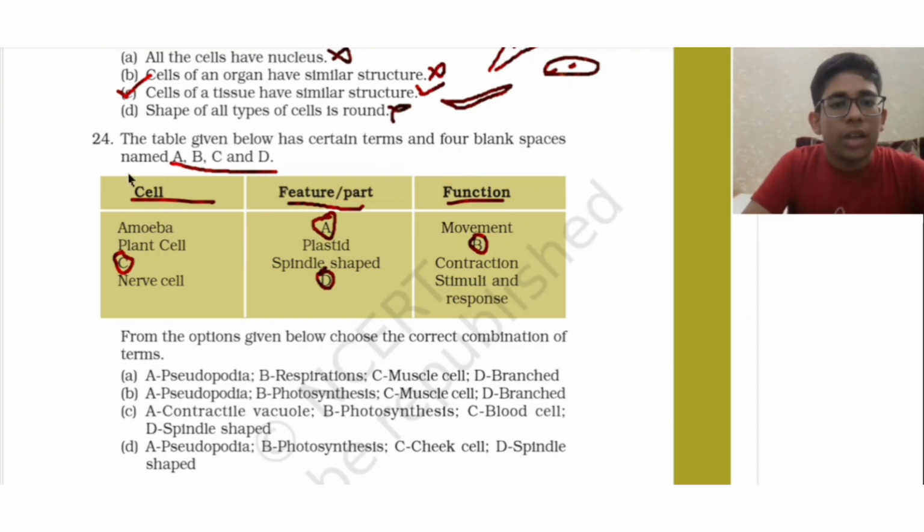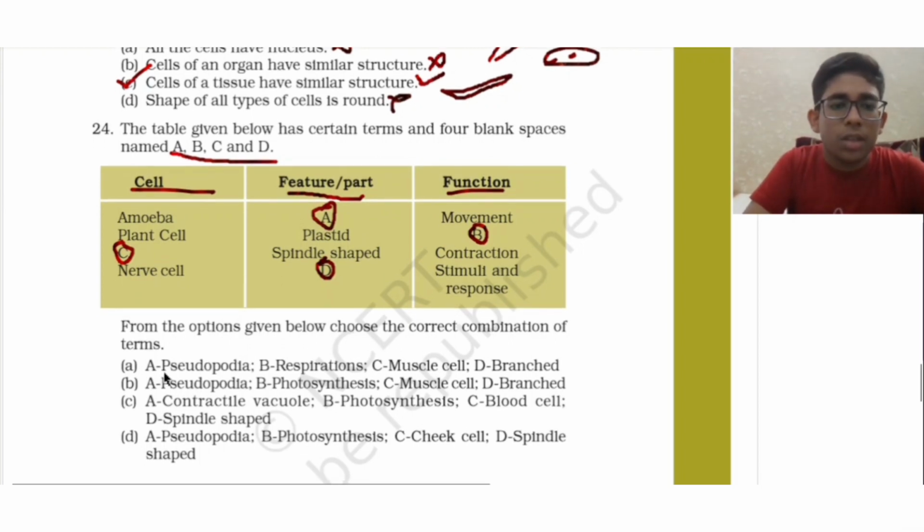First, amoeba. We know that amoeba cells have pseudopodia and the contractile vacuole that helps them digest their food. But the function given is movement. For movement, we have pseudopodia. So the contractile vacuole option is incorrect, and the only option here can be pseudopodia. So we will look in the options. Options A, B and D have pseudopodia as the first option.